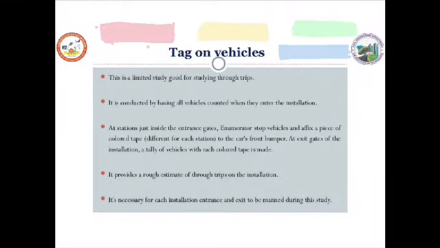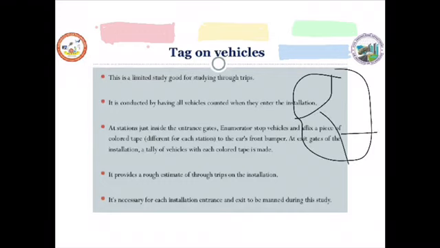Thank you. The next method of collecting information related to travel patterns is the tag-on-vehicle survey. Let's see how the information is collected in the tag-on-vehicle survey. It is somewhat similar to the registration number survey, in which the surveyor notes down the registration numbers of all the vehicles entering and leaving the study area. Similarly here, first we have to define the study area, divide it into various zones, and decide the points where the information will be collected.